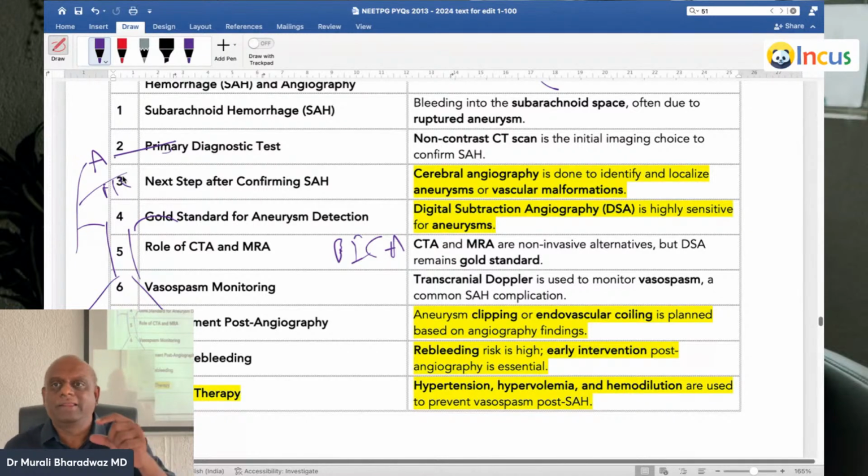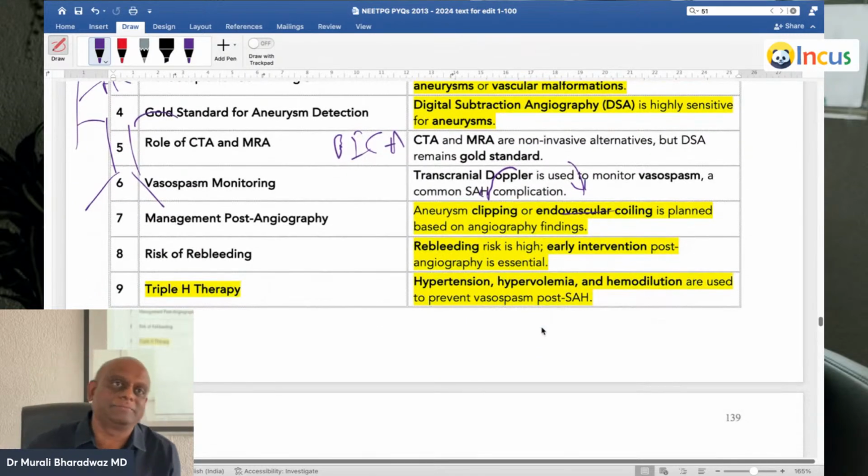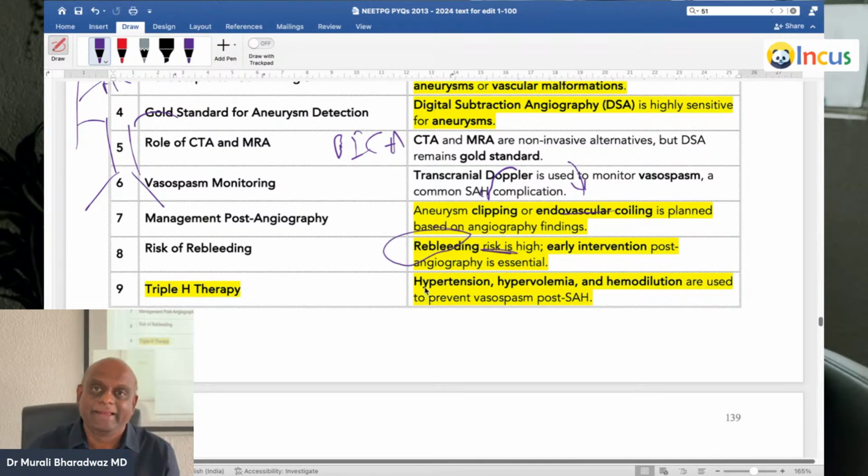So whenever an aneurysm is causing the bleeding, typically the anterior communicating artery, whenever it has grown and led to bleeding, as an interventional radiologist, tomorrow you will be going there and putting a clip, right? So aneurysmal clipping or endovascular coiling is what you will plan. And whenever subarachnoid hemorrhage is there, rebleeding chances are very high.